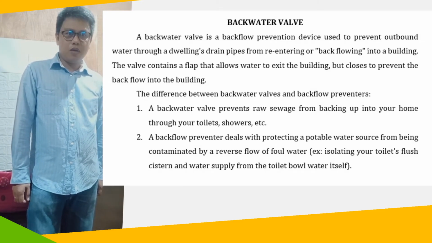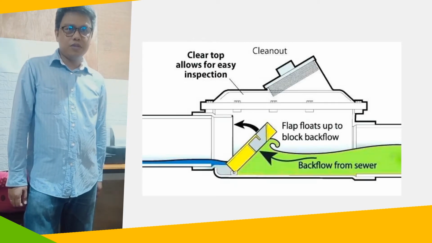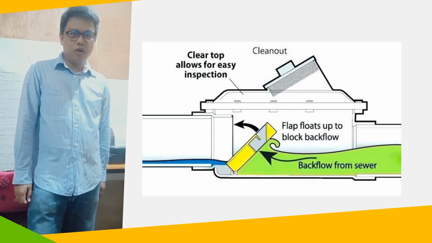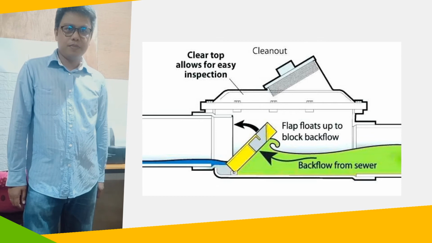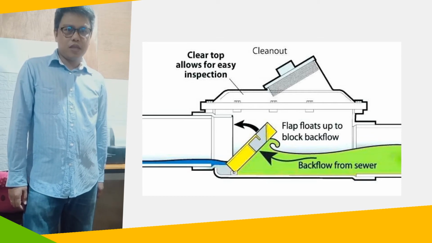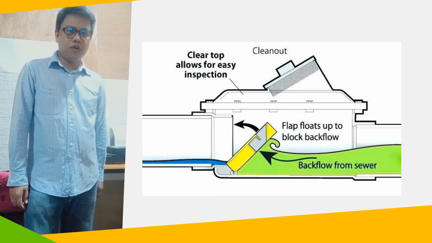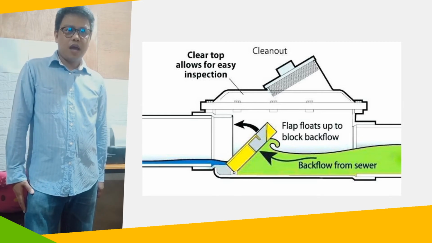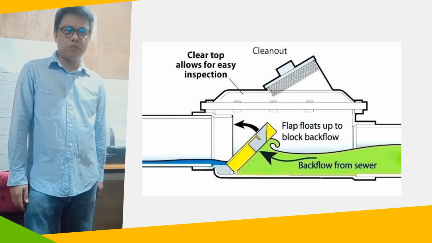The difference between backwater valves and backflow preventers. First, a backwater valve prevents raw sewage from backing up into your home through your toilets, showers, etc. Second, a backflow preventer deals with protecting a potable water source from being contaminated by a reverse flow of foul water. Example, isolating your toilet's flush cistern and water supply from the toilet bowl water itself.